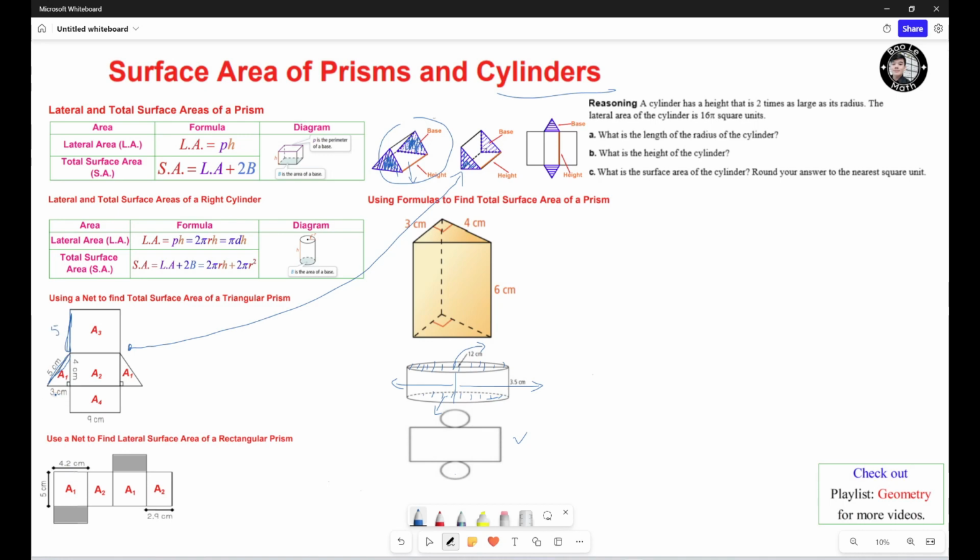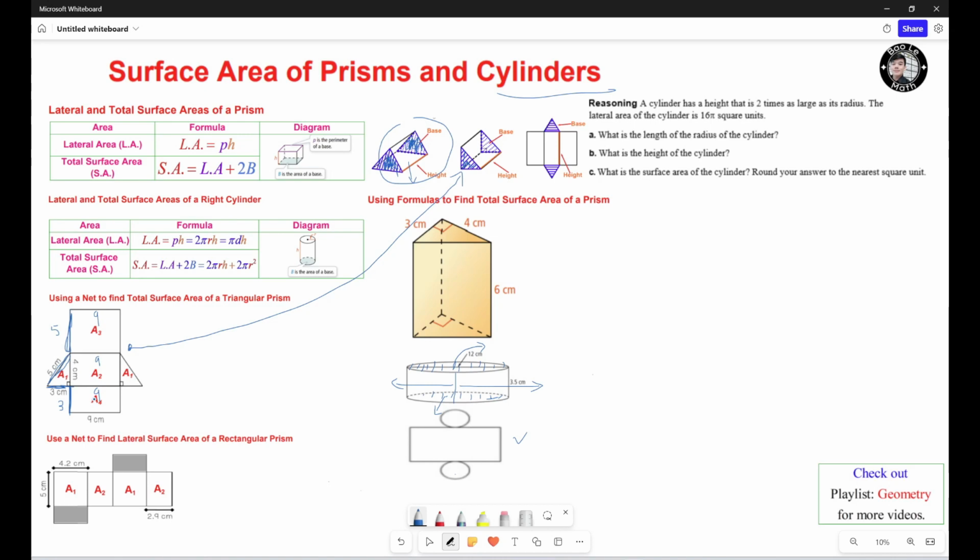This side right here is 3 centimeters. This one is next to this one, right? So this is 3, this must be 3. This is 9, this must be 9. This must be 9, and this must be 9. All right. So I call this the area of the base right here A1, and then this is the bottom and this must be the top. So the bottom and the top should be the same.